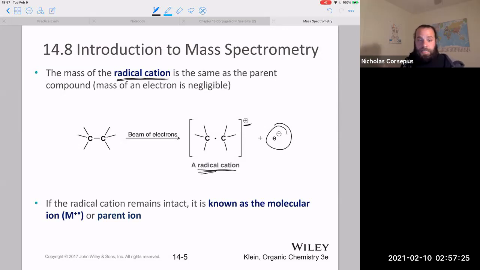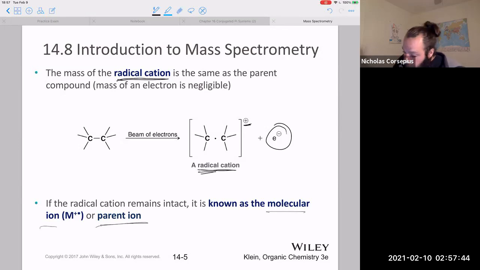This intact species is what's known as the molecular ion, or the parent ion. That means that we haven't lost any atoms. There hasn't been any fragmentation that's occurred. Okay, the molecular ion is going to be really important. It's going to be one of the first things we look at when we look at a mass spectrum. There's a ton of information there.